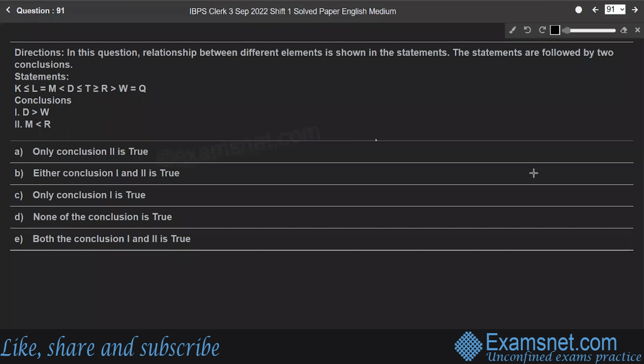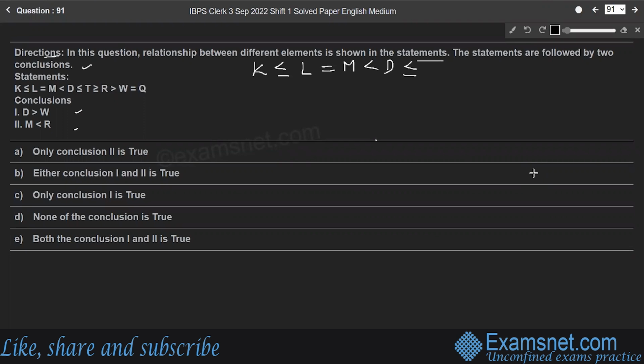Question 91. Here the direction is: in this question, the relationship between different elements is shown in the statements. The statements are followed by two conclusions. So here are two conclusions and the statement is K is less than or equal to L. L is equal to M. M is less than D.